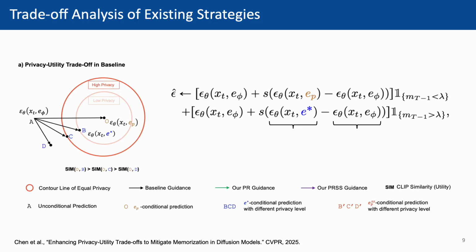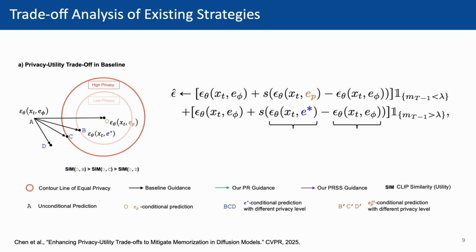This figure visualizes the privacy-utility trade-off. Point O represents a training image, so the inner contour shows outputs closer to O. This indicates lower privacy. The outer contours represent outputs that are more different from the training image, hence higher privacy. In the CFG framework, generation starts from point A, which is the unconditional prediction. The guidance moves the output towards the text conditional direction. In the worst case, using the original prompt EP leads to the point O, a memorized generation.